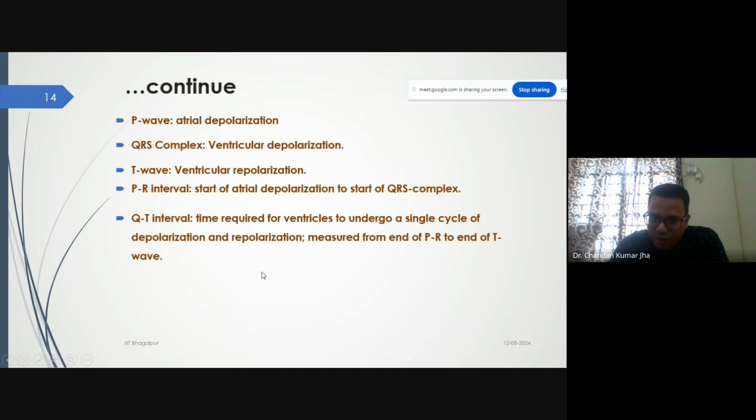And in the case of heart attack, which is biologically called myocardial infarction, this part is affected very badly, the QT interval. Either the morphology will be inverted, or the time duration of the QT interval will be changed in the case of myocardial infarction. And it is measured from end of PR to T wave. So this part is very vital for a patient related with heart attack.